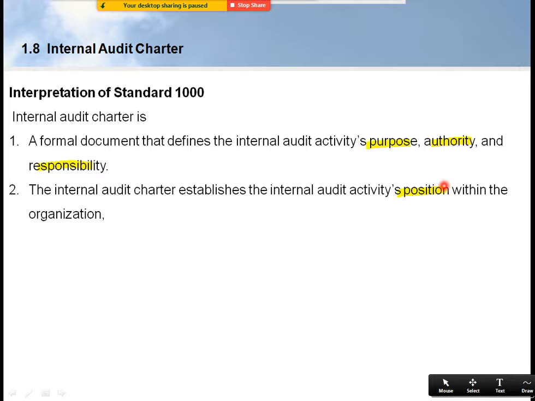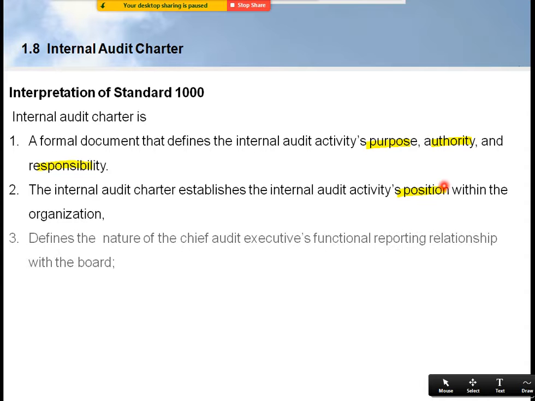Again, we have dual responsibilities, dual reporting. So it must be defined what our relationship is to the board, and the nature of the chief audit executive's functional reporting relationship with the board. As I'm repeatedly telling you, we perform functional reporting to the audit committee and the board, and administrative reporting on day-to-day operations to the chief executive officer.